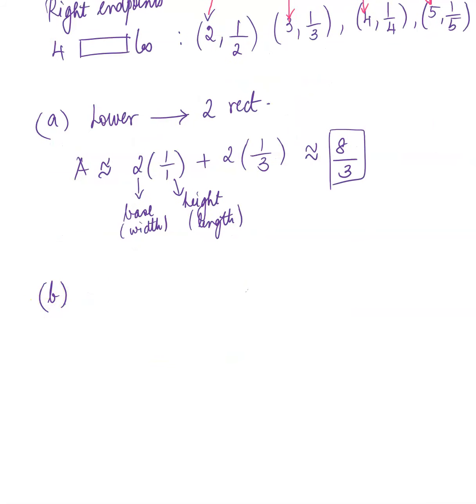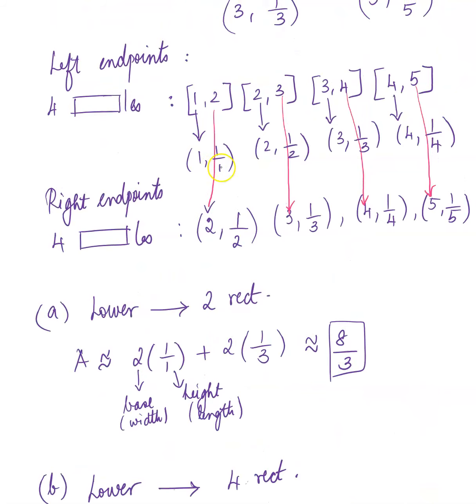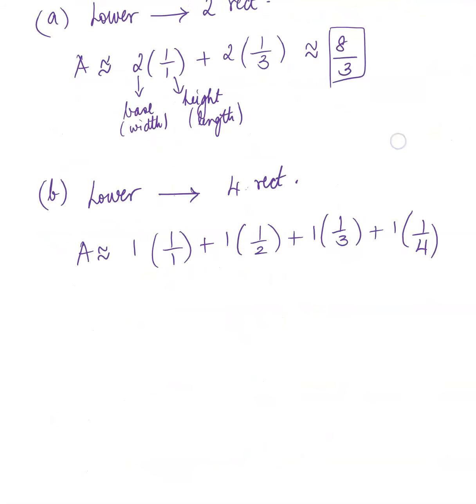We go with B. B was lower with 4 rectangles. So the width was 1, right? So 1 times 1 over 1, plus 1 times 1 over 2, plus 1 times 1 over 3, plus 1 times 1 over 4. Notice that if you come back here, the left hand points were 1 over 1, 2, 3, and 4. So that's what we're multiplying with the width. That comes out to be 77 over 36.